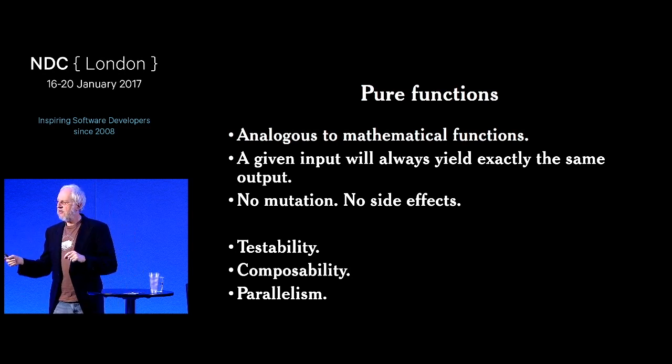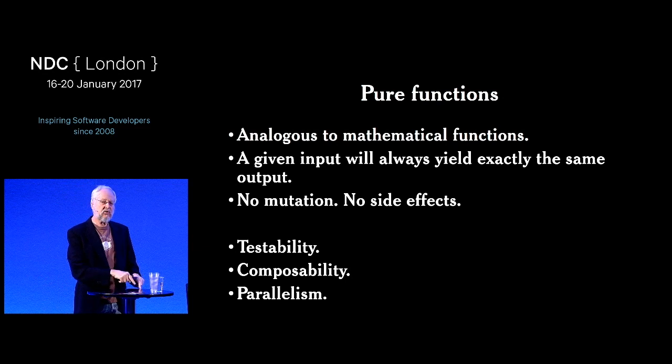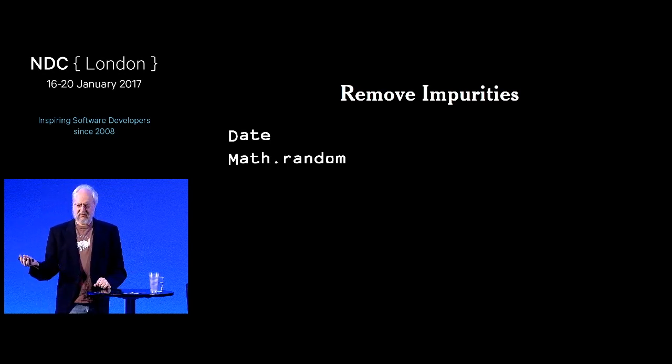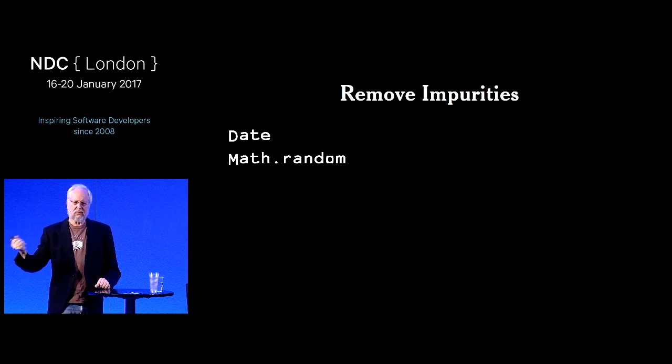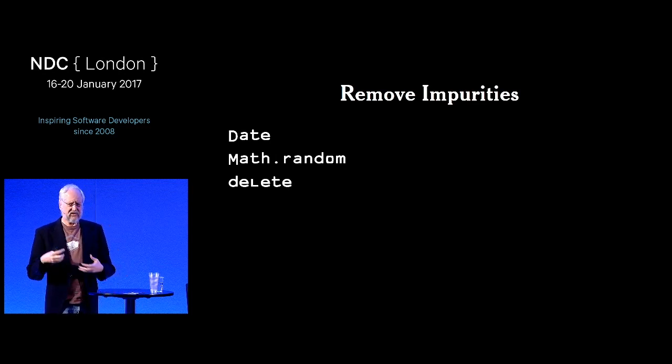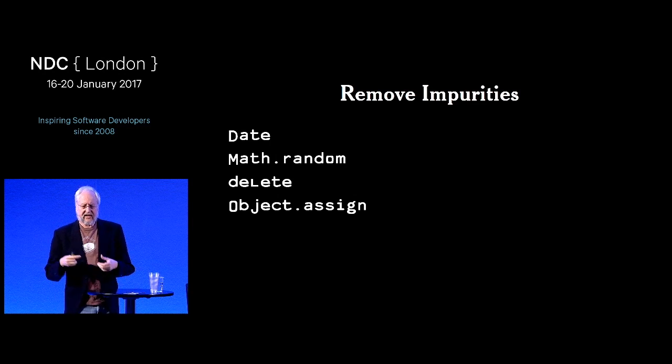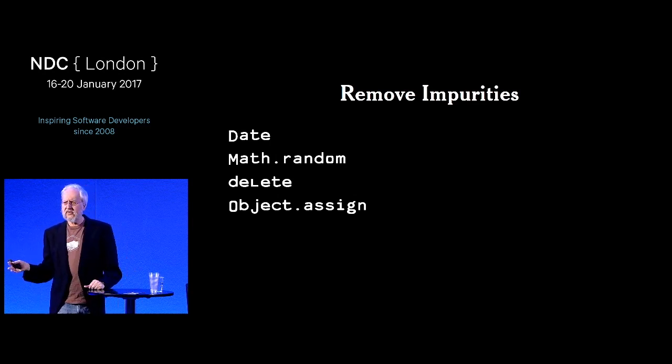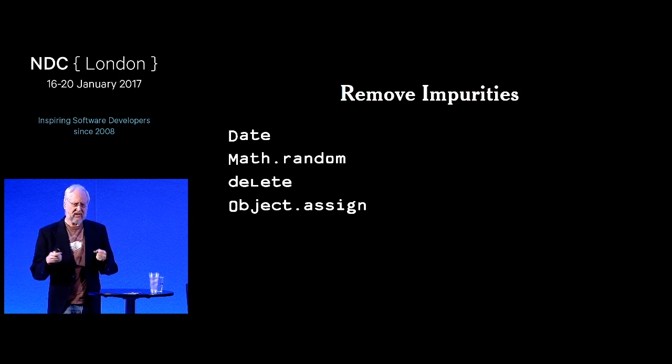So we can convert JavaScript into a pure functional programming language. And the way we do that is by removing the impurities. So we'll start by removing the date function, because every time you call the date function, you get a different value. And that's not a mathematically pure function, so we're going to get rid of that. We have to get rid of the random function. Same reason. Every time you call random, you get a different number. That's not pure, so that's got to go. We have to take out the delete operator because it can modify an object. We have to take out object.assign and similar functions because they will attempt to modify an object. We can't allow for modification.